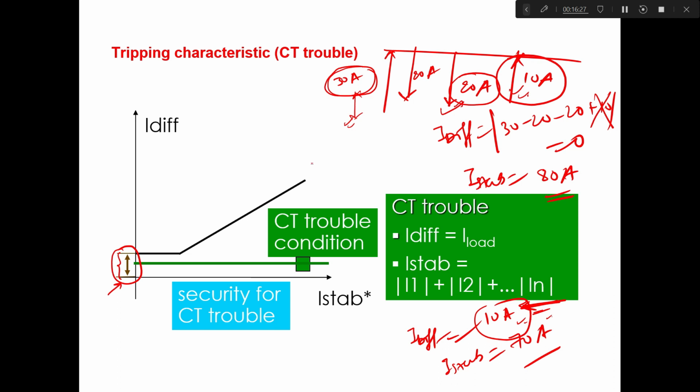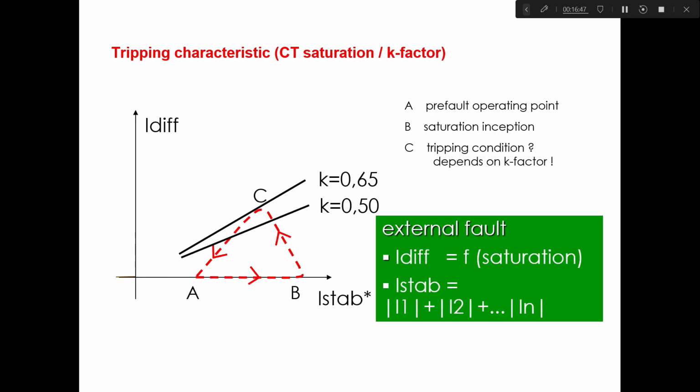So in case your heaviest loaded feeder is out, or its current is not being measured by the relay due to some problem in the CT circuit, due to CT trouble, then also your relay should not issue a trip command. So if your heaviest loaded feeder is out, the current corresponding to that is the minimum threshold current, or minimum differential pickup current.